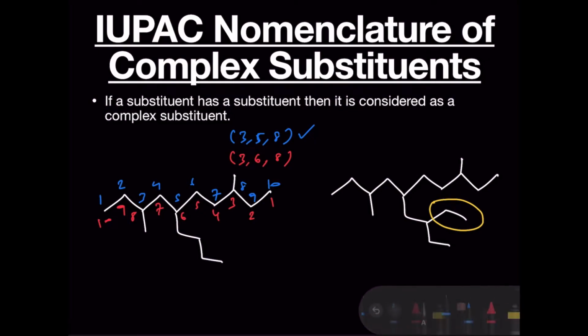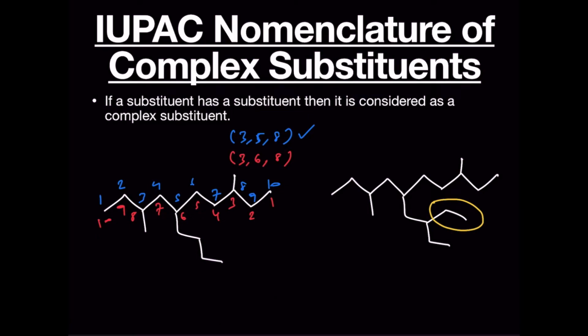So, let us do the naming, that is not very difficult. So, between methyl and butyl, butyl comes first, so that we need to mention first, and therefore, the IUPAC name for this structure is 5-butyl-3,8-dimethyldecane, because we have 10 carbon atoms in the parent chain. So, that is done, and now let us come to the structure on the right.